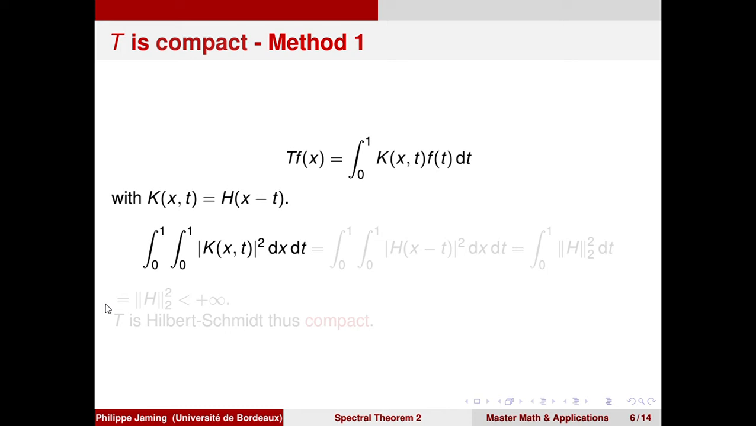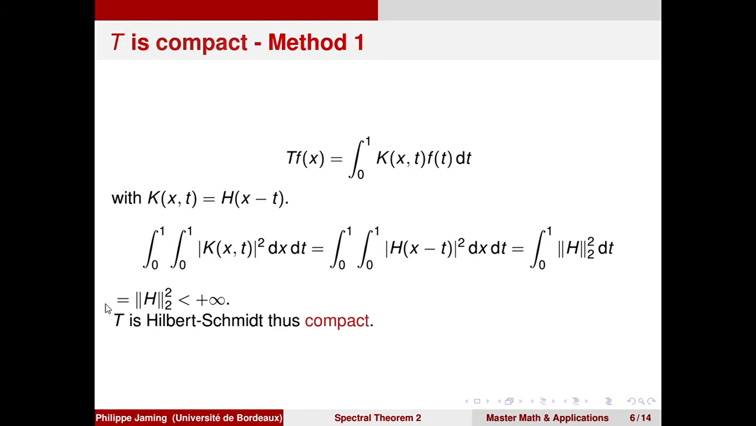So let us look at the L2 norm of the kernel, integral of 0,1 of mod k of x,t squared dx dt, which is integral of 0,1 of mod h of x minus t squared dx dt. So we integrate first in x, we get the h2 norm, integral of 0,1 dt, which is of course the h2 norm squared, which is finite. T is therefore Hilbert-Schmidt and compact.